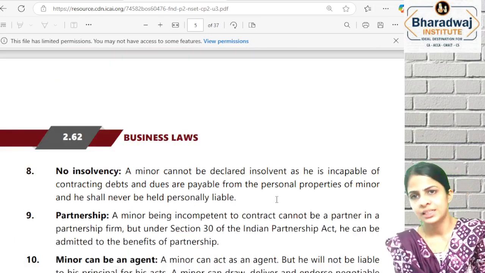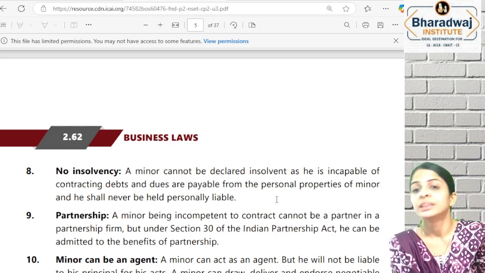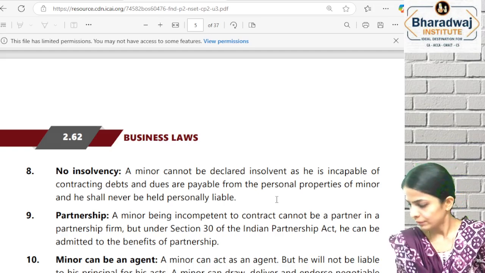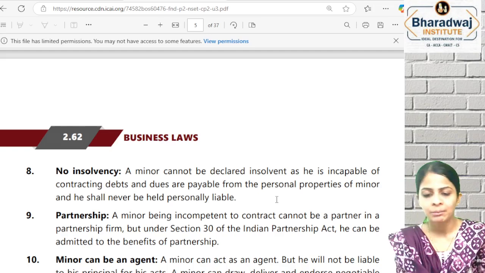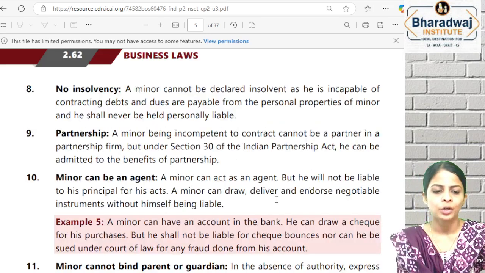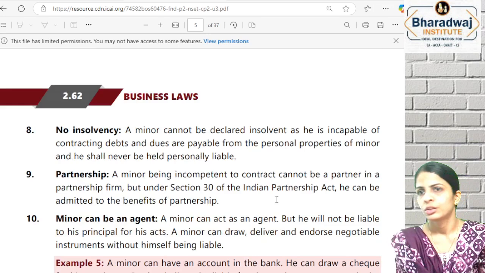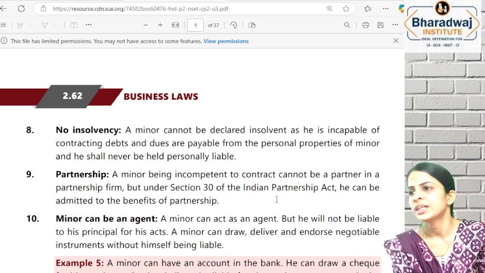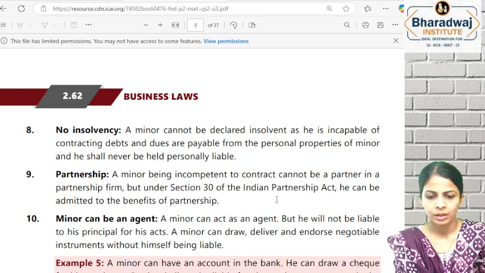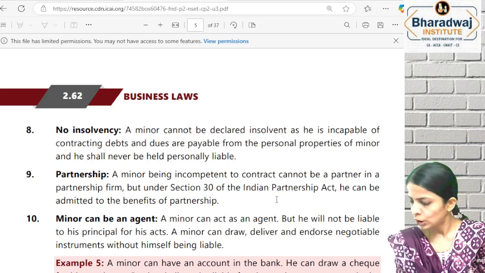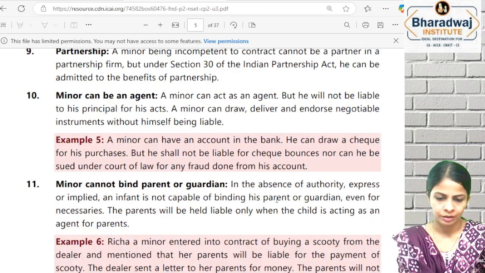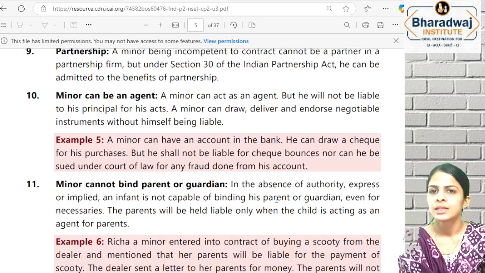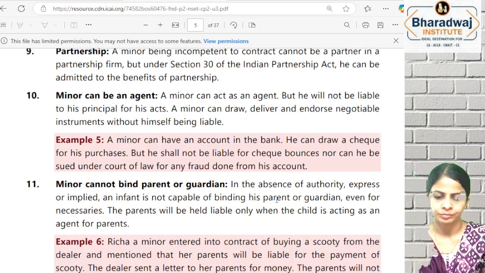No insolvency. Can a minor be declared insolvent? Never. He doesn't have anything, so why would he be declared insolvent? A minor can be appointed as an agent. Any type of agency will not hold him liable. Only such type of agency he can take up. Partnership, we know this. It cannot bind parent or guardian. So a minor's act cannot bind his parent or guardian.